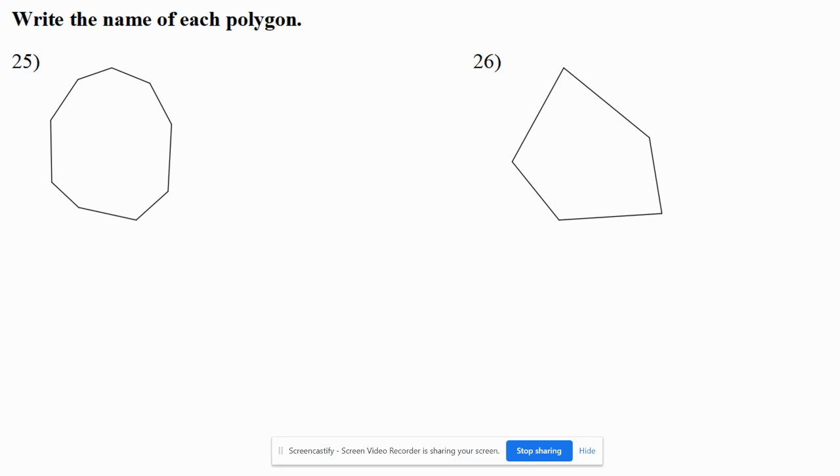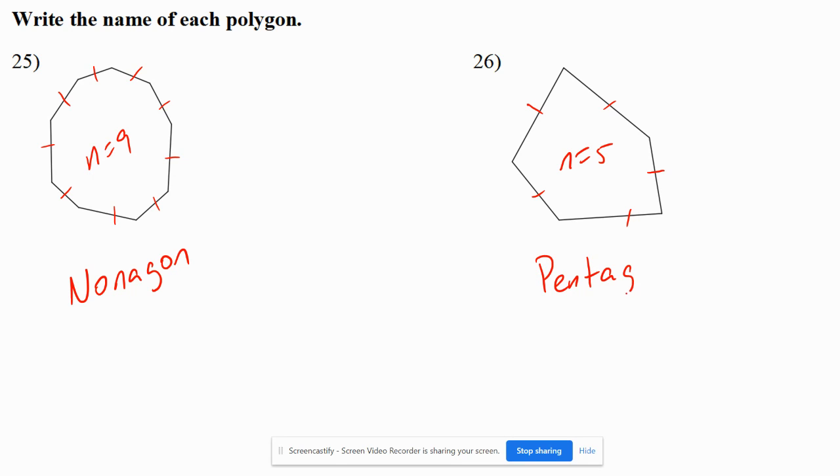Lastly, let's take a look at this. Write the name of each polygon. I'm going to count the sides. There's 1, 2, 3, 4, 5, 6, 7, 8, 9. This figure has 9 sides. So I'm going to call it a nonagon. Looking at number 26, it has 1, 2, 3, 4, 5. This polygon has 5 sides. So I'm going to call this a pentagon. Remember my lecture on polygons, I do go over the list. So if you don't remember, take a look at that video.